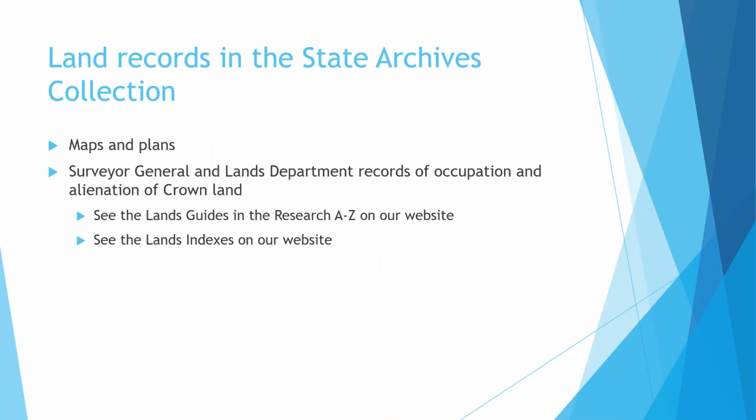Okay, now we're going to move on to other kinds of records in the State Archives collection, and we're going to just mention the HLRV, but we're really thinking about what's in the State Archives collection. So we're looking at maps and plans and Lands Department Surveyor General's records of occupation and alienation of Crown lands. So for land records, generally look at the land records guides in Research A to Z on the website. So there's a range of different guides there. And we've also got some indexes. We've indexed some land records and they're available on our website as well in online indexes under L for land.